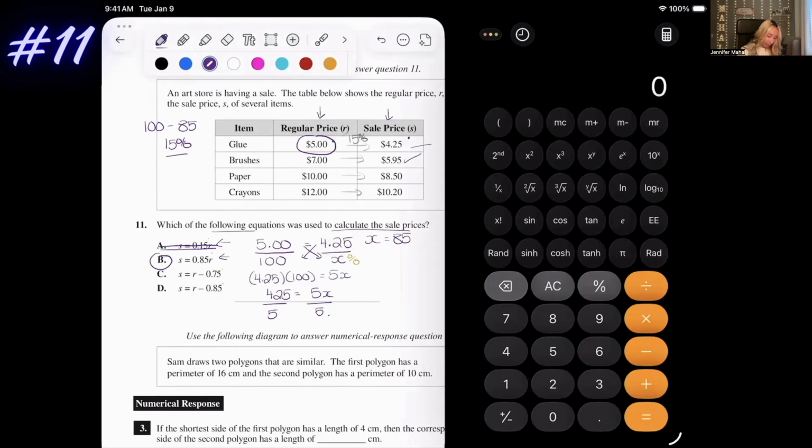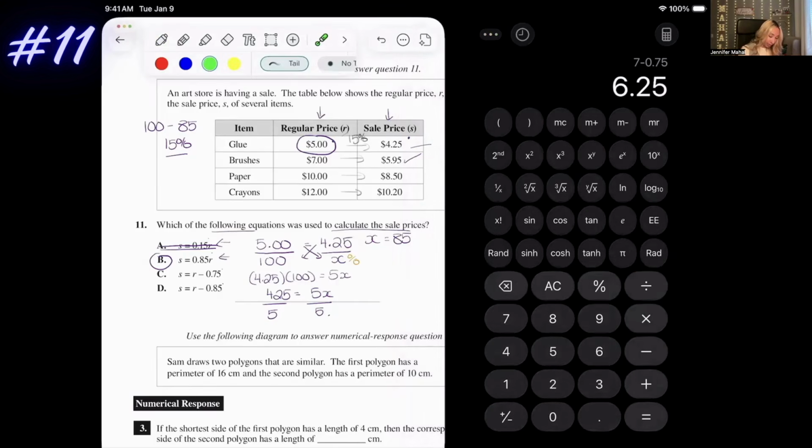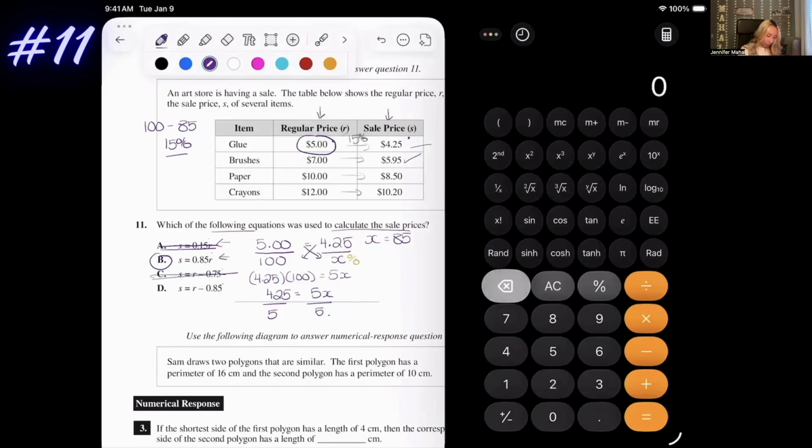So R is $5, take away 0.75. Ooh, okay, so that does work. We can see what they did there. And this is why I'm always saying, let's try more than one option. So let's try the next one. R is $7, take away 0.75. Oh, that is not $5.95. So this one is definitely not going to work. And then let's try D just to be super sure. We're going to start with our $5 again. Take away 0.85. Okay, that's obviously not going to work. So our answer here for this one is B.